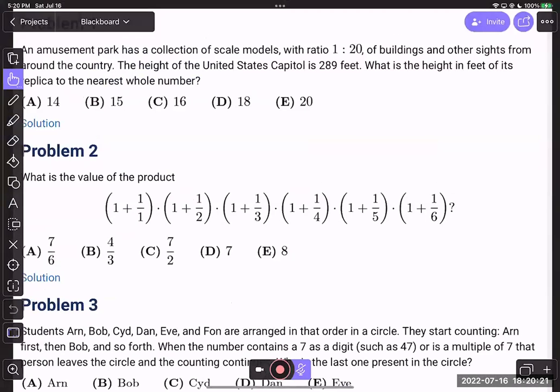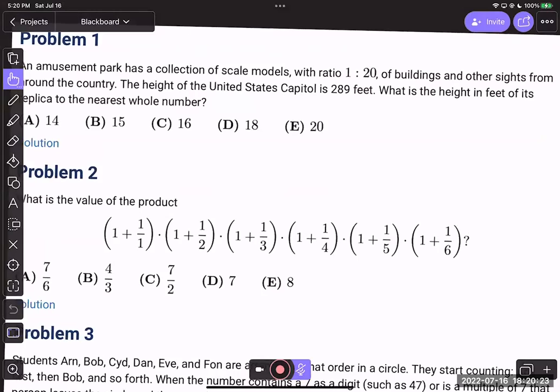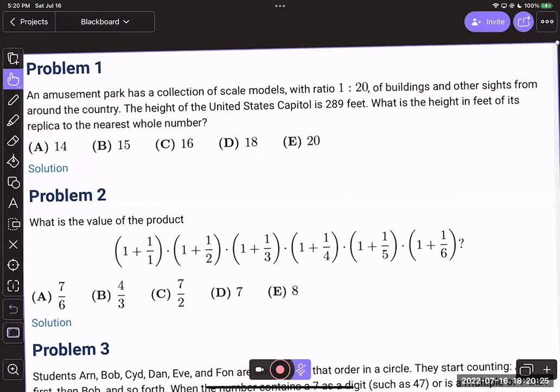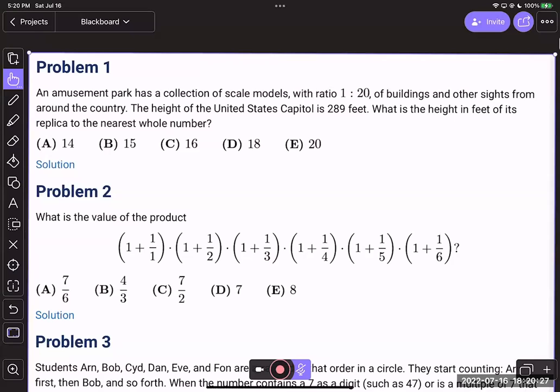Problem number 1. Any volunteers for problem number 1? Once, twice. All right, Brandon, let's have you help me out here. Problem number 1. Brandon? What question am I doing? Problem number 1.